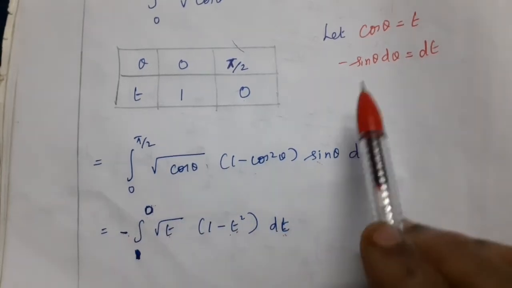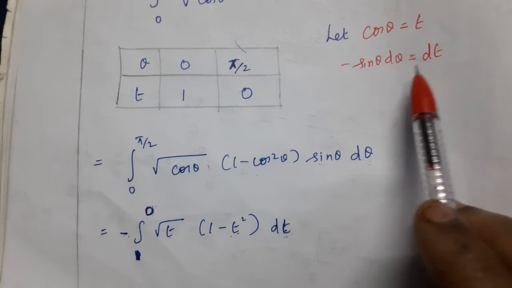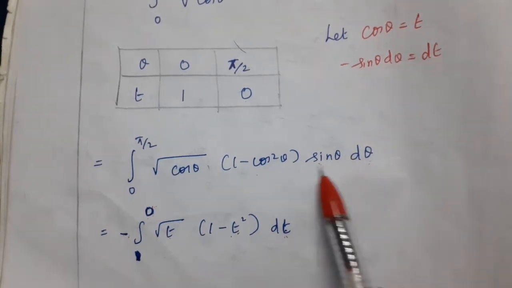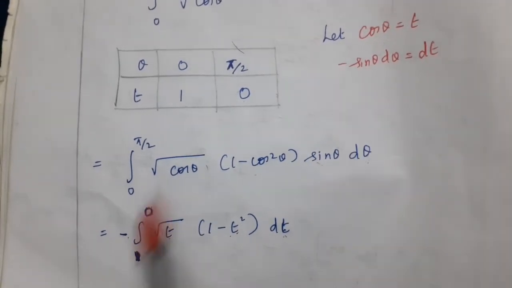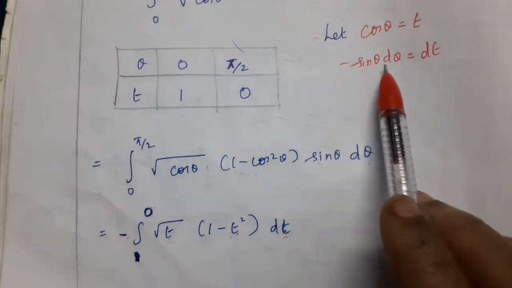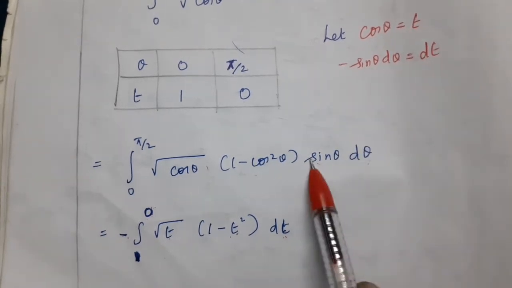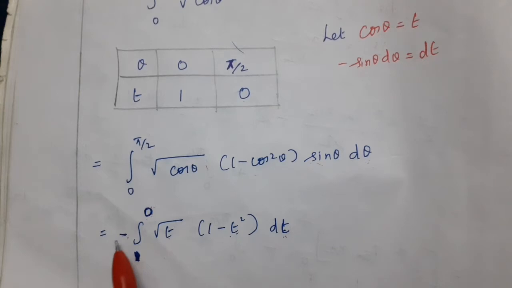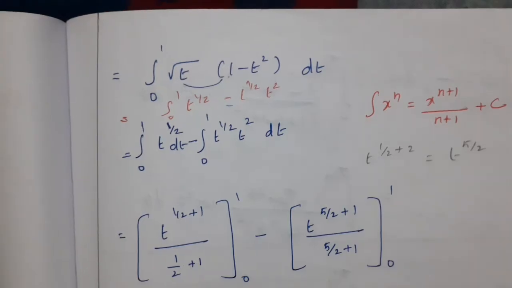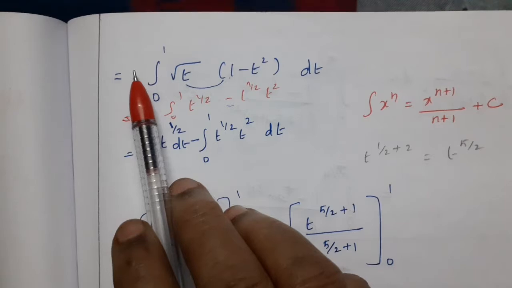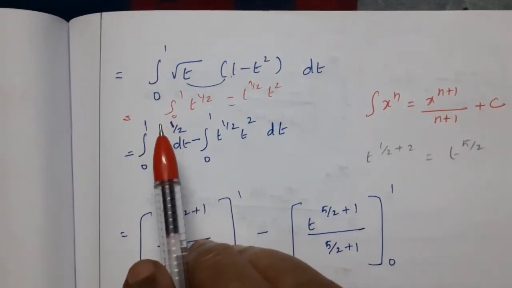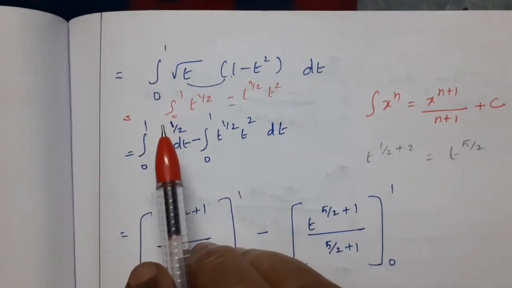Where does the minus come from? Minus of sin theta d theta is dt. Here we have plus sin theta d theta, so we take the minus sign outside, because minus sin theta d theta is dt, which means sin theta d theta is minus dt. Now minus of the integral from 1 to 0 of root t into 1 minus t square into dt.